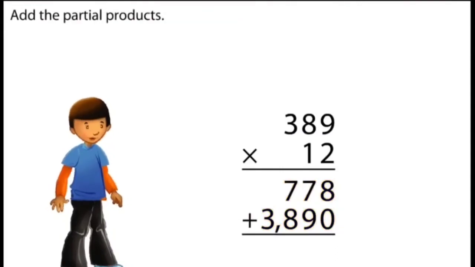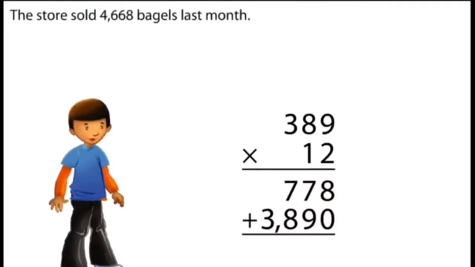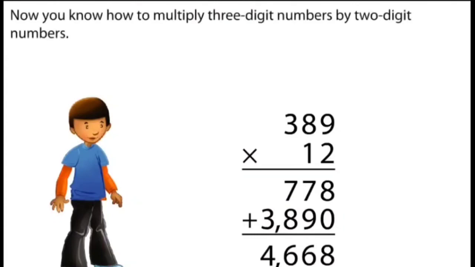Add the partial products. The store sold 4,668 bagels last month. Now you know how to multiply 3-digit numbers by 2-digit numbers.